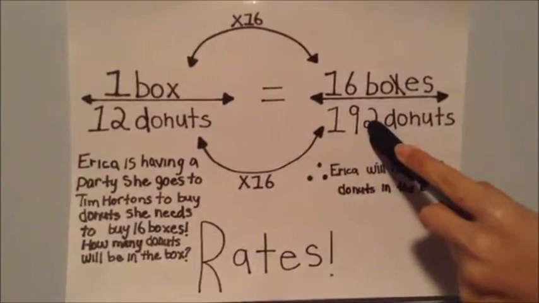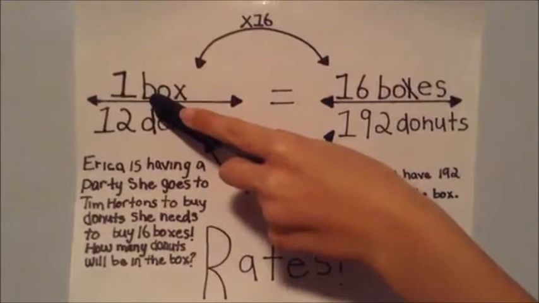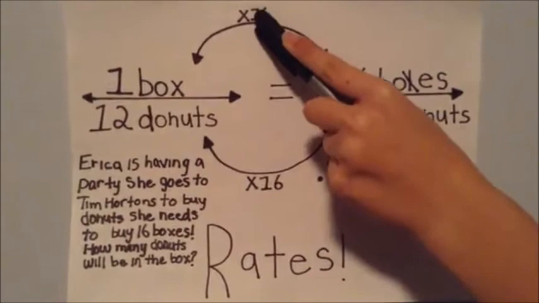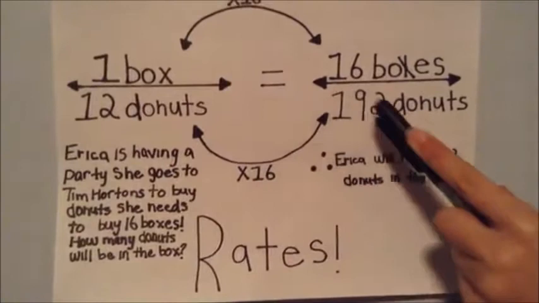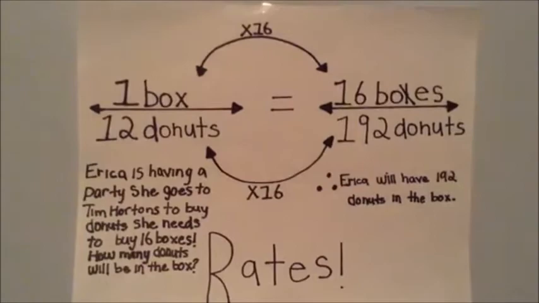So, the way I got that answer is one box times 16 equals 16 boxes. So what we have to do to the top, we have to do the same to the bottom. So 12 donuts times 16 equals 192 donuts. So therefore, Erica will have 192 donuts in the box.